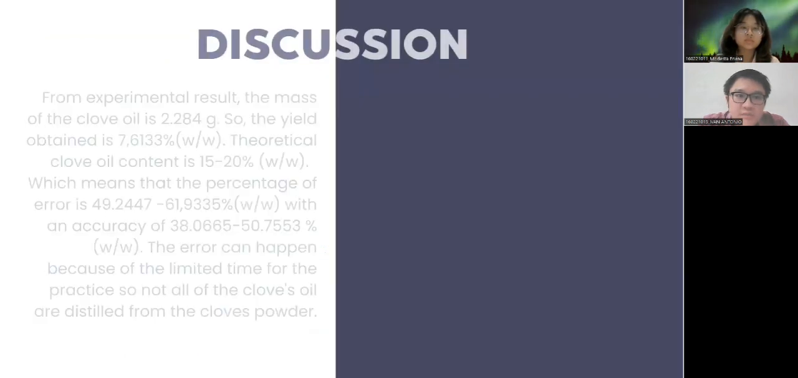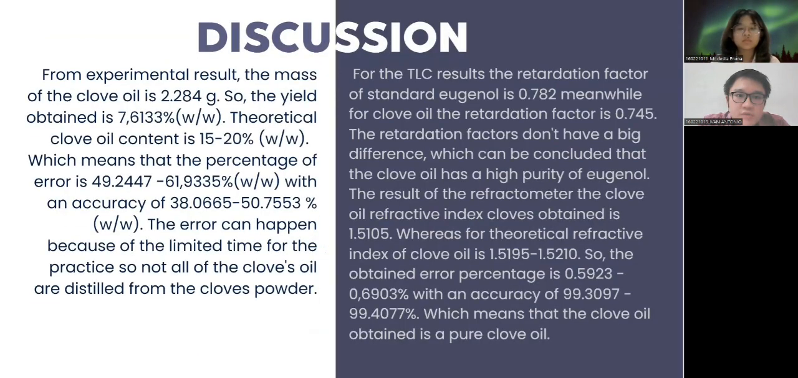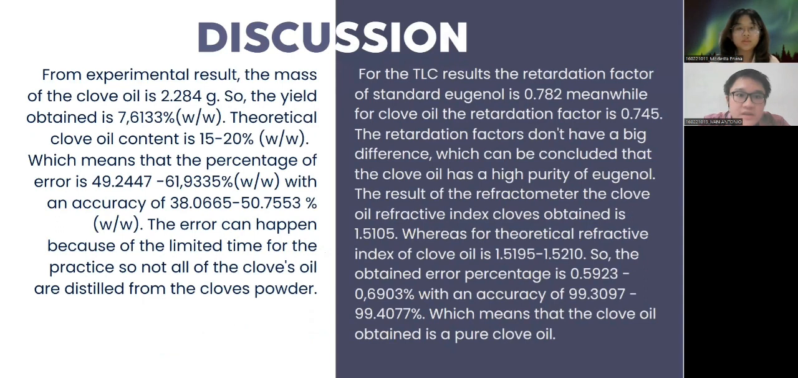From the experiment result, the mass of the clove oil is 2.284 grams, so the yield obtained is 7.6133% weight per weight. The theoretical oil content is 15 to 20% weight per weight, which means that the percentage of error is 49.2447 to 61.9335%, with an accuracy of 38.0665 to 50.7553% weight per weight. The error can happen because of the limited time for the practice, so not all of the clove oil was distilled from the clove water.